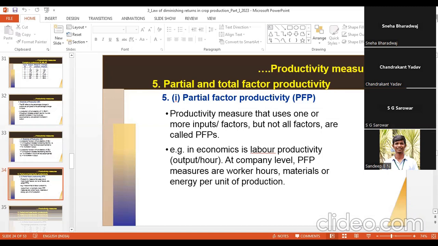Suppose you can calculate factor productivity of fertilizer, irrigation, herbicide, chemicals, or so on. In this case, suppose you are calculating for fertilizer. You have a variety of fertilizers. At one particular time, you can calculate for one fertilizer, say nitrogen, sometimes for phosphorus, sometimes for potassium, and so on. So that is a kind of partial factor productivity, where you are taking a very small fraction of a variable input. Productivity measures that use one or more input factors, but not all factors, are called partial factor productivity. For example, labor productivity at company level; partial factor productivity measures are worker hours, materials, or energy per unit of production. It means for every input, you are calculating the productivity separately. Therefore, it is called partial factor productivity.